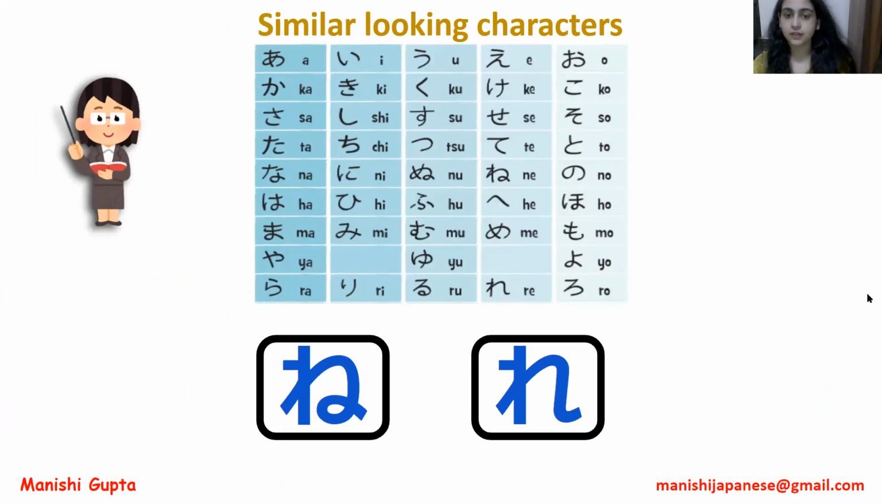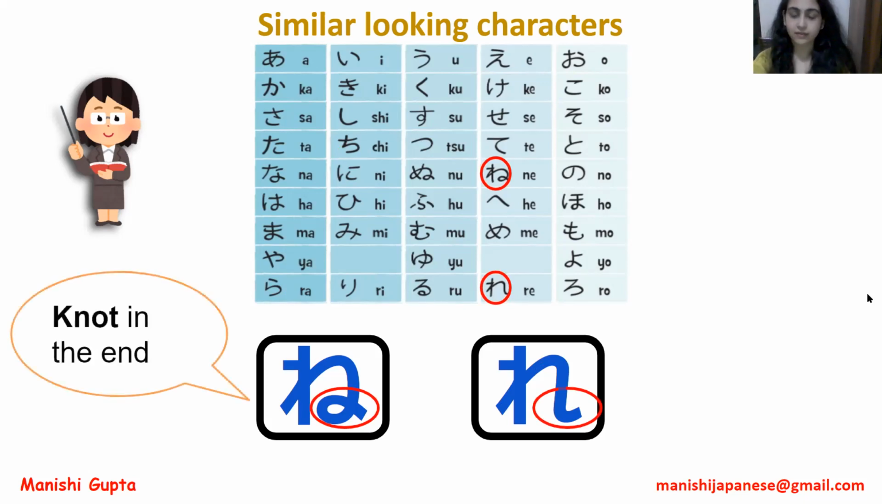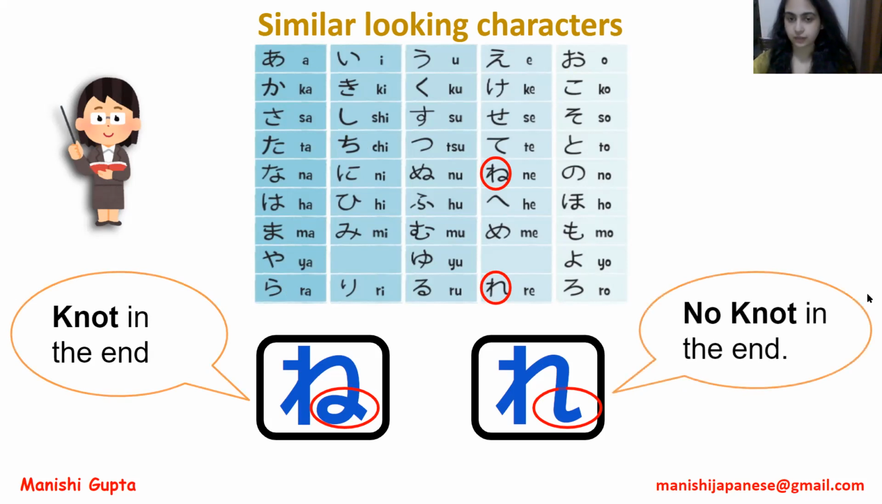Okay. Now next character. These two characters again look very similar, very same. First one is Ne, and the next, the one we are doing today is Re. Now how to make a difference between these two, Ne and Re? Look at the ending. However, the initial strokes are same, but look at the ends of these two characters. Ne will have a knot in the end. Can you see that particular circle coming down? Whereas Re is not going to have any knot.